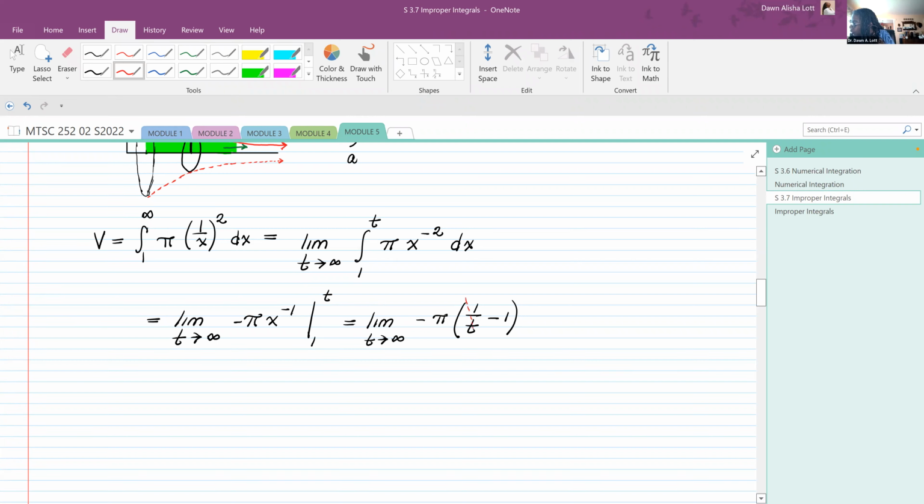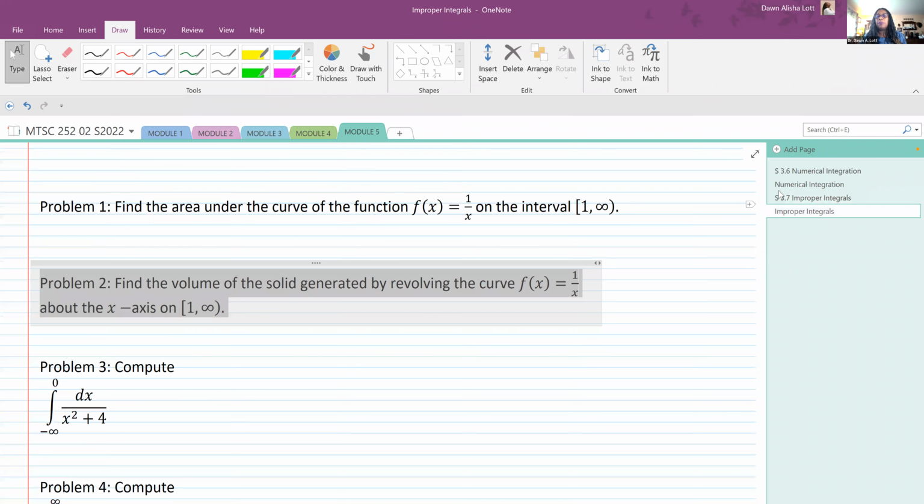So if this goes to 0, then my answer just looks like negative pi times -1, which is pi. This is less than infinity, so this integral converges. Although it goes all the way out to infinity and keeps going, it has a finite value. So the integral converges. Any questions about that? Okay. The next problem is a toughie, but we can handle it.